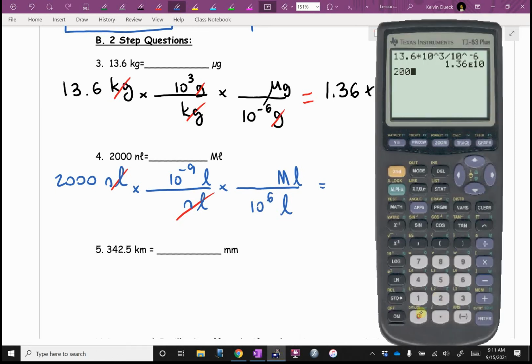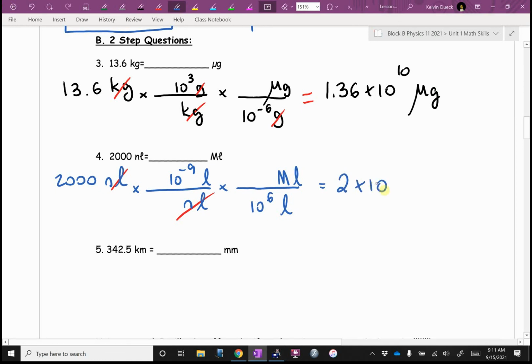So it's going to be 2,000 times 10 to the negative 9 divided by 10 to the 6th, which is what? I think you're going to get an answer in scientific notation. I think it's going to be a small number, like a 10 to the negative something. 2 times 10 to negative 12? Megaliters. If you're getting something a bit different, or especially if your exponent is different, I got a negative 11 or a negative 13, let me know. I can probably figure out what.